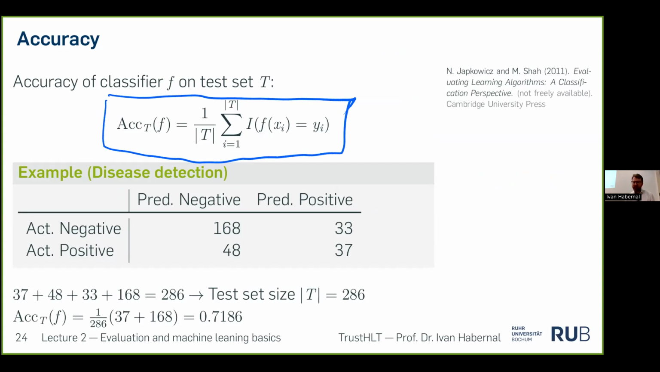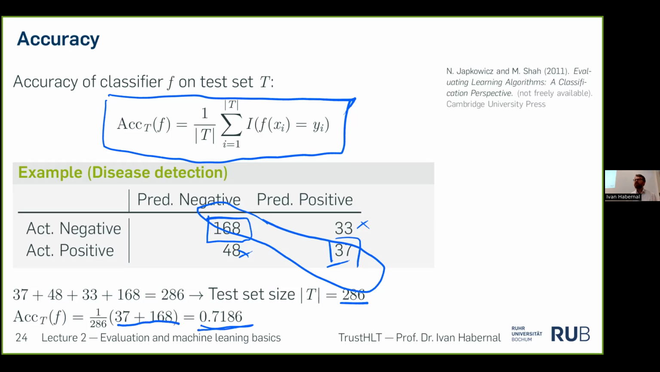So I have this confusion matrix here. Disease detection, I don't know why, but it doesn't matter. Actual negative and predicted negative are correct. I was right here and here, and I was wrong here and here. So how many times out of all the instances was I correct? I sum up all these numbers, the total number of instances, which is 286. Then I sum up the diagonal, those which were correctly predicted negative or correctly predicted positive, which gives 37 plus 168. I take the fraction of those over all of them, which gives me 71% accuracy.